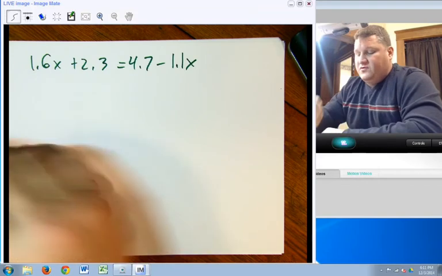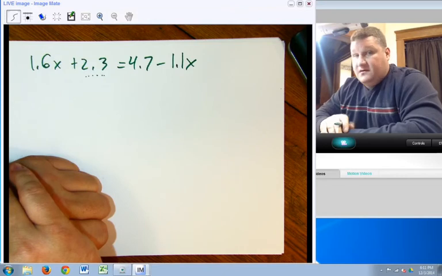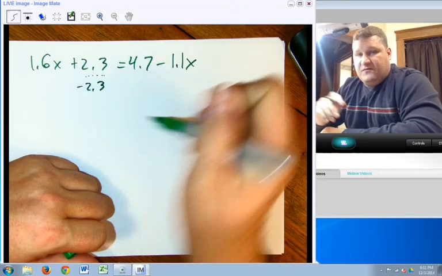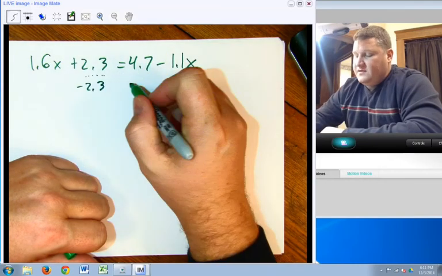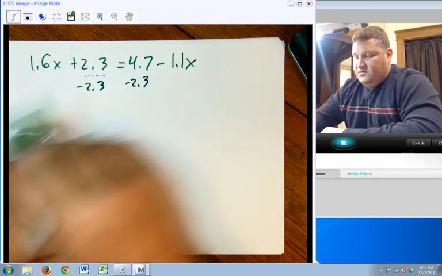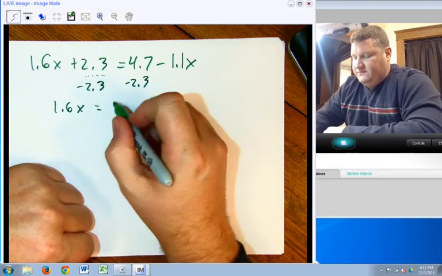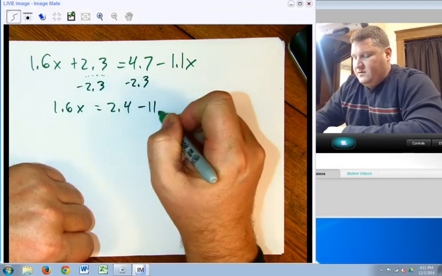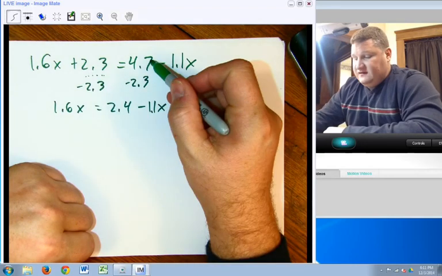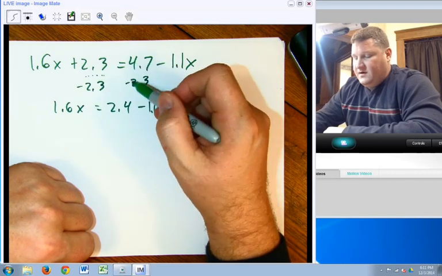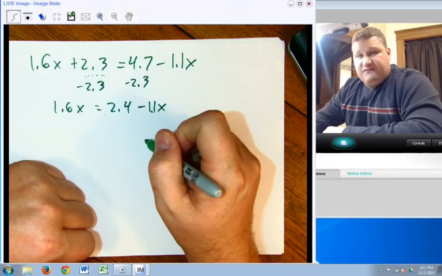If I want to move the 2.3, how do I move that 2.3, ladies and gentlemen? Well, let's subtract 2.3 from both sides, but I'm going to subtract it not from the 1.1x, but from the 4.7, because those are like terms. So I have 1.6x equals 2.4 minus 1.1x. All right. Now, I got that by subtracting. 7 minus 3 is 4. 4 minus 2 is 2. So it works out. Now, I still got to get all the x's to one side.